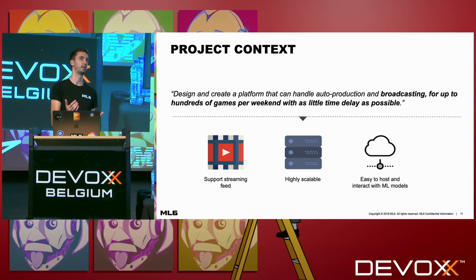So the order of magnitude here is that we have an acceptable delay of 10 to 20 seconds. That means that by the time the streaming is online, 10 seconds or 20 seconds later, we need to have a prediction of all of the facts of that video stream.